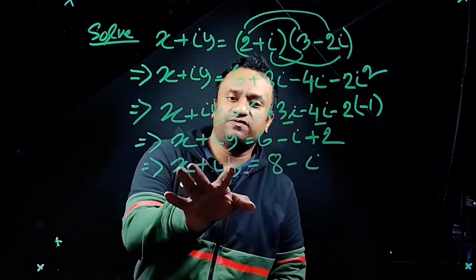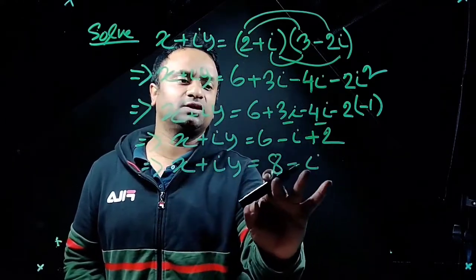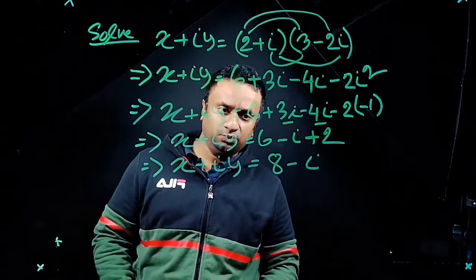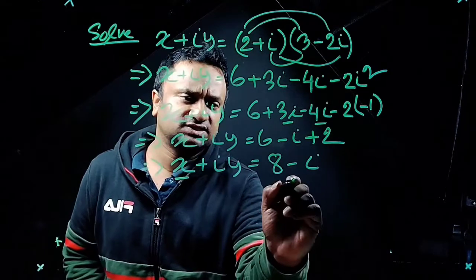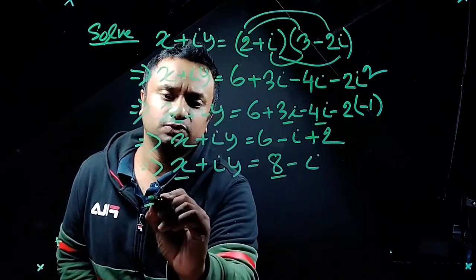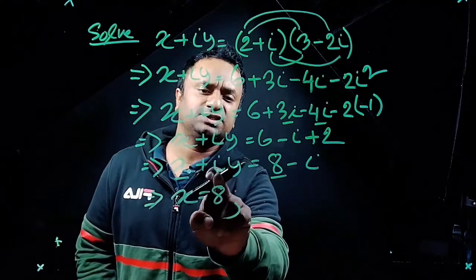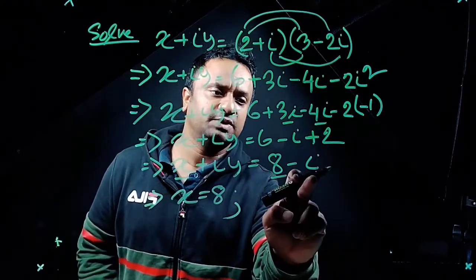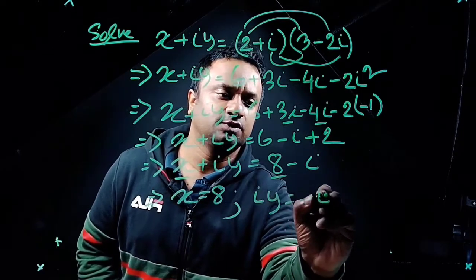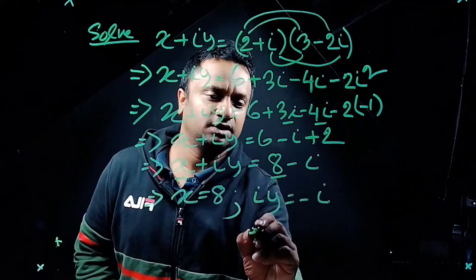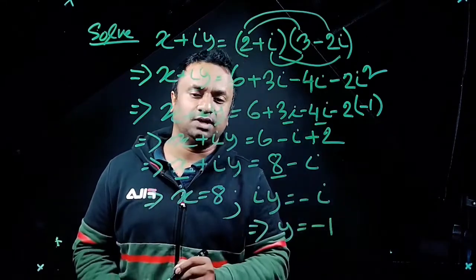Now we find just two complex numbers here. One is x plus iy and the other one is 8 minus i. So we know that the real parts are equal. So here the real part is x and here the real part is 8. So x equals 8 and the imaginary part is iy and the imaginary part is minus i. So I can write iy equals minus i, and hence I can write y equals minus 1.